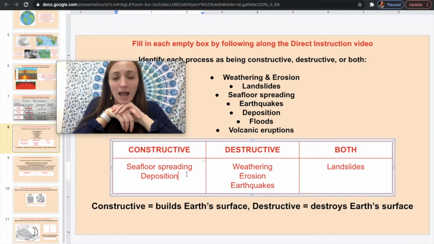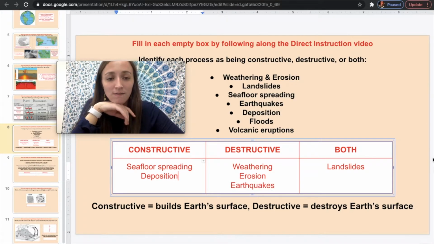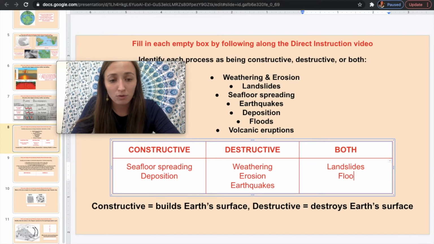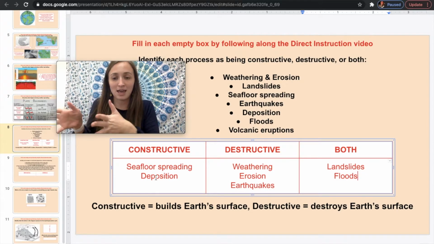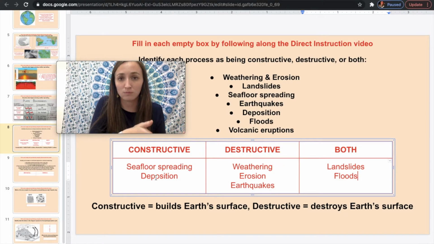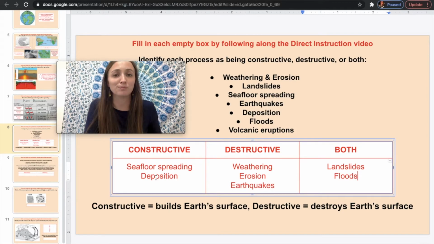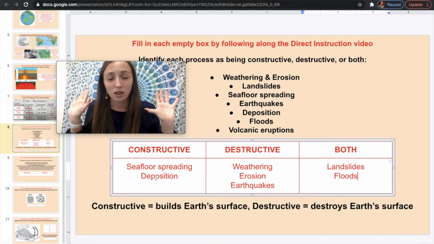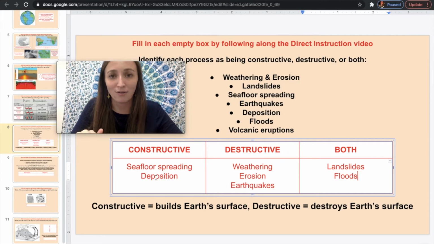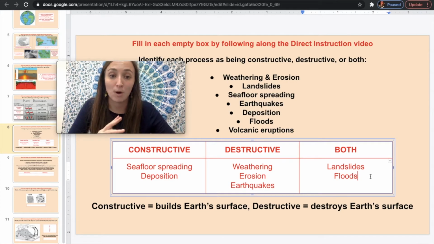Okay. Now, next we have floods. Floods is going to be both. It can be constructive because they can help with deposition, so that water can carry in new pieces of land and drop them off on an original piece of land. So that's how that's constructive. And they can also become destructive because a large amount of water can break off pieces of land when it's coming through. So that's how it can be both.